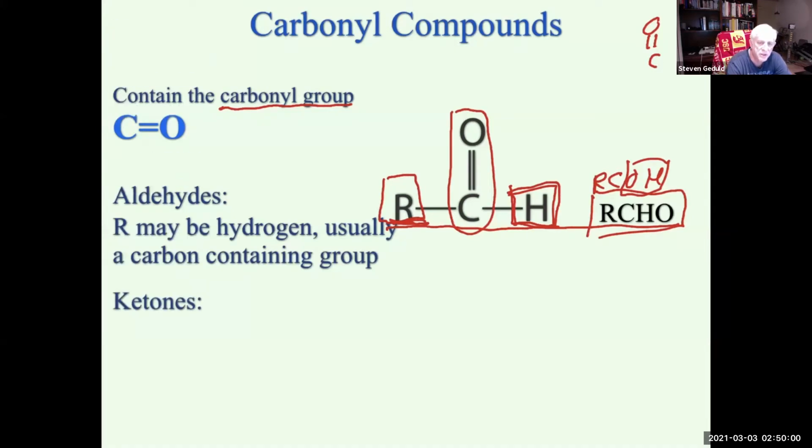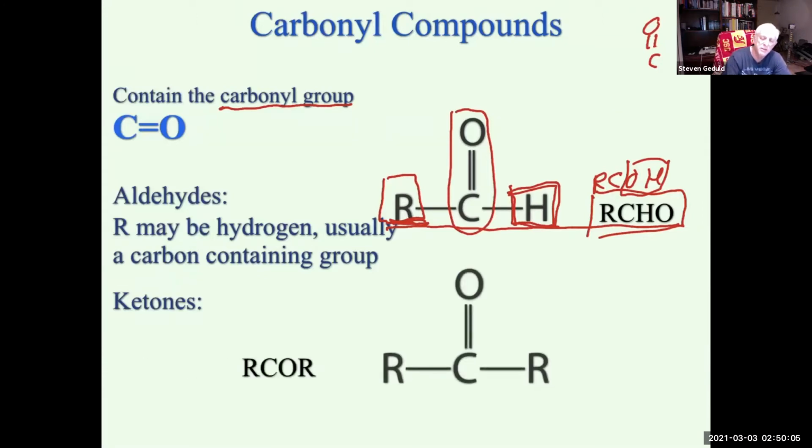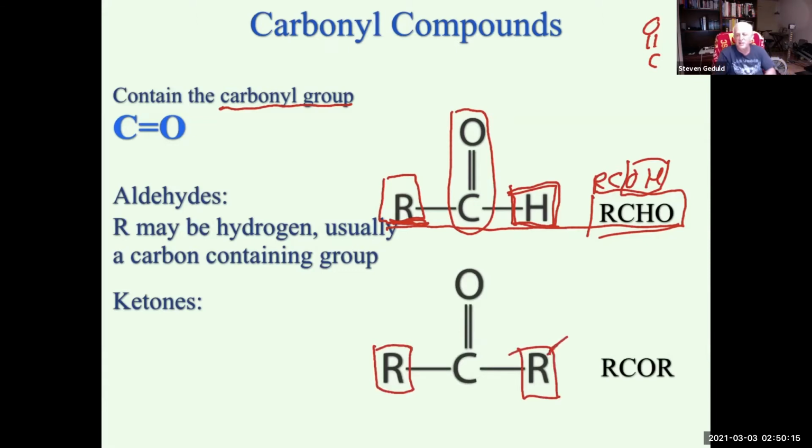Ketones also have a carbonyl group. With a ketone, you're going to have R groups on both sides of the carbon. This could be a different alkyl group, like R prime. It does not have to be the same, but it could be the same. It could be two methyl groups, or a methyl group and an ethyl group, or a methyl group and a propyl group, or whatever else you have. But there are two alkyl carbon groups bonded to both sides of the carbonyl carbon, the carbon of the carbonyl group.